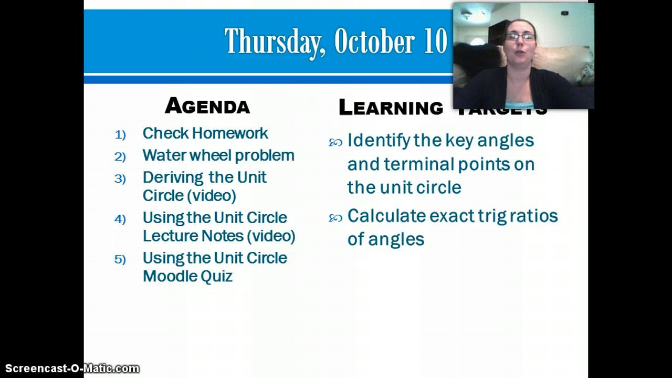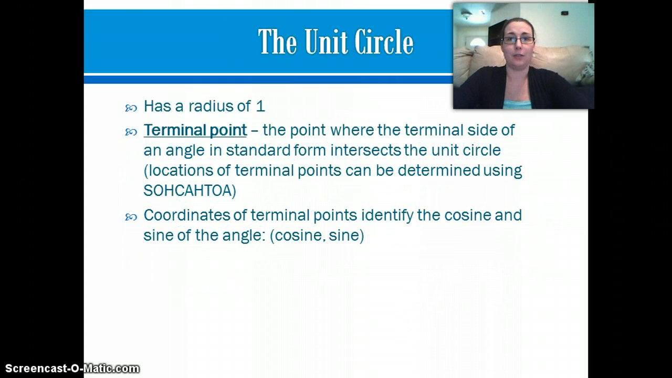So, in this video, we're going to talk about the fourth item on our agenda, which is how to use the unit circle in order to find exact values of trig functions of angles. You guys have already looked at the unit circle this evening, and you've already figured out how to use right triangle trig in order to find the x-coordinate and the y-coordinate of the points that are on the circle. We call those points terminal points, and that's just the word that we use to refer to where the terminal side of an angle intersects with the unit circle.